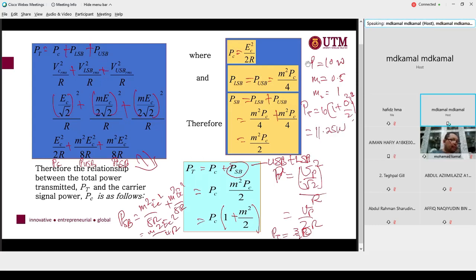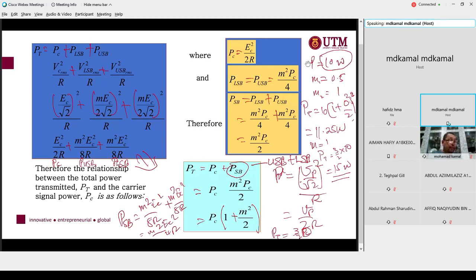1.25 watt. All right, so your total power now is 11.25 watt. What happens if M is equal to 1 here? P total is actually 3 over 2 multiplied by 10, so 15 watt. Yes. So you see, your carrier is actually 10 watt. If M tends to 1, you can have the maximum power transmitted, so roughly about 15 watt.